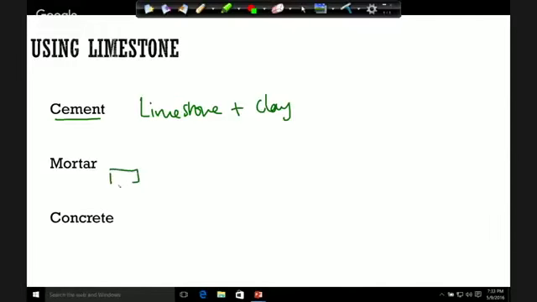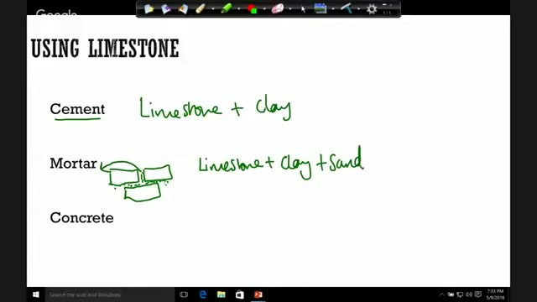Mortar is the stuff that you get between bricks. So where you see bricks together, the stuff in the middle is mortar. And mortar is made from mixing cement with sand, or in other words, the limestone and clay, and also sand. The way I remember this, if you rub your finger across the bricks, you can feel that it's got a sandy texture. You can feel the sand in there. So that might help you remember that this is the one that you make by adding sand. And you still need the cement to stick the bricks together, but that sand is in there as well.